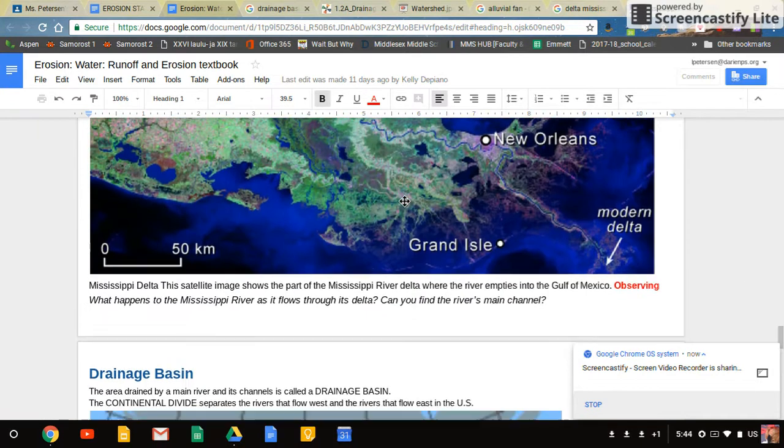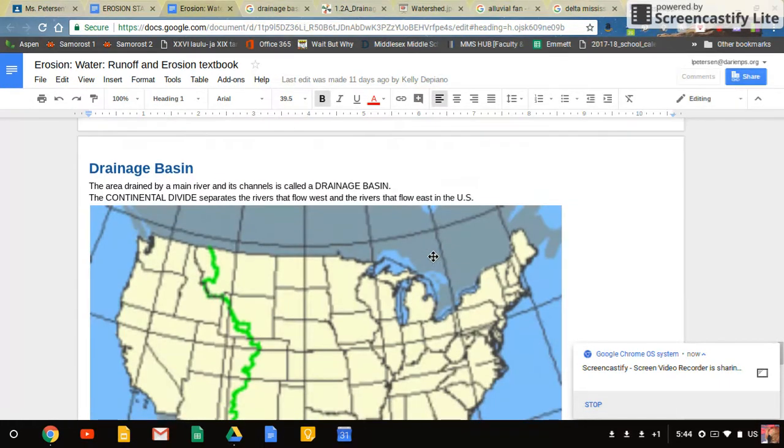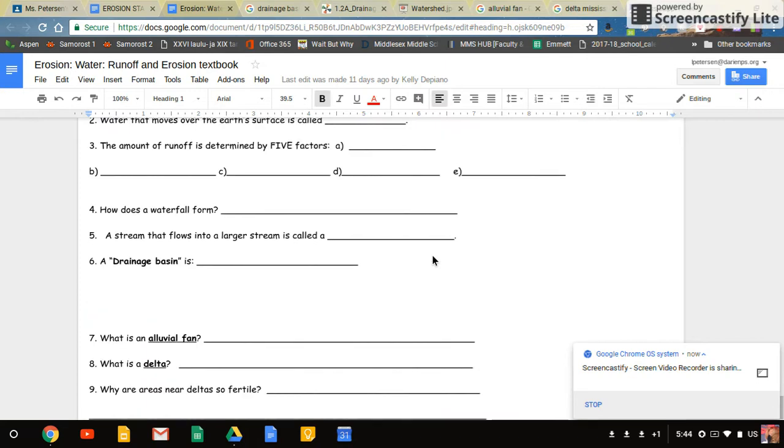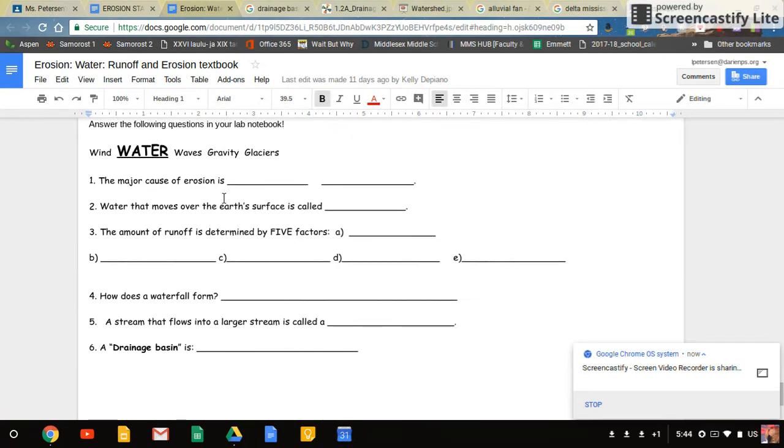Okay, question 1 says, the major cause of erosion. And the right answer for that is moving water. Water that moves over the Earth's surface is called runoff, all one word.